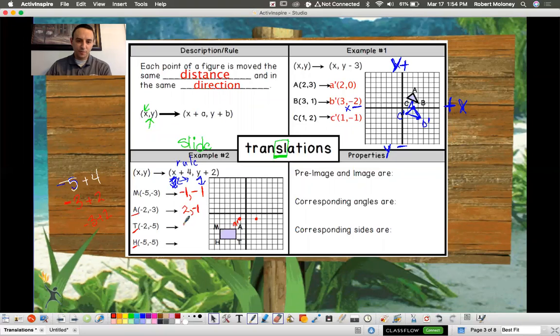All right, Ethan, you're up for T. Okay. So what's -2 plus 4? 2. The other one's 2. Is it +2 or -2? What's the Y term? If I add 2 to -5, what do I get?